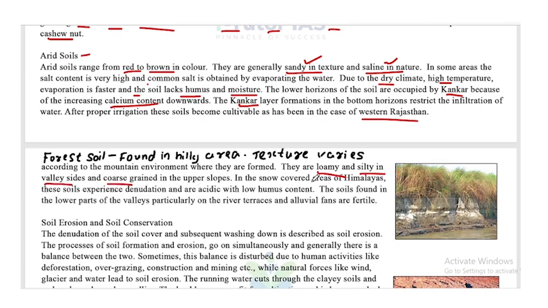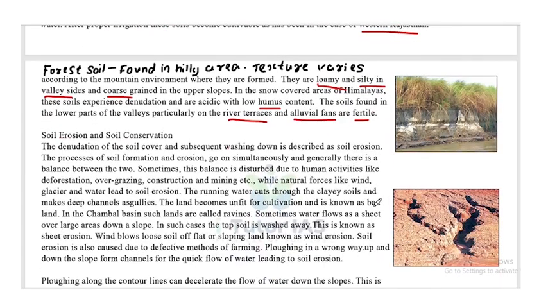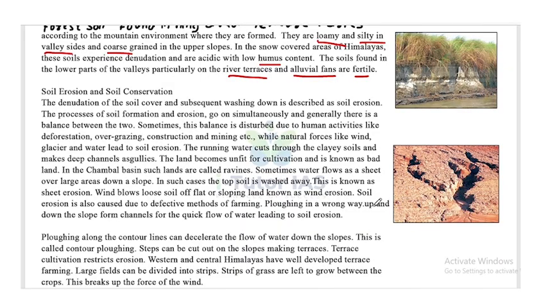In the snow-covered areas of the Himalayas, these soils experience denudation and are acidic with low humus content. The soil found in the lower parts of the valley, particularly on the river terraces and alluvial fans, is fertile. Okay, so the soil found in the lower parts, mainly in the river terraces and the alluvial fans, is fertile soil. Okay. Now, soil erosion and soil conservation.